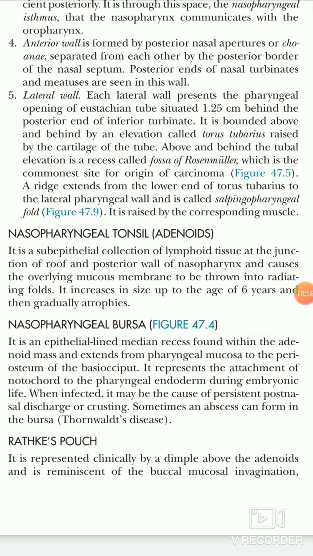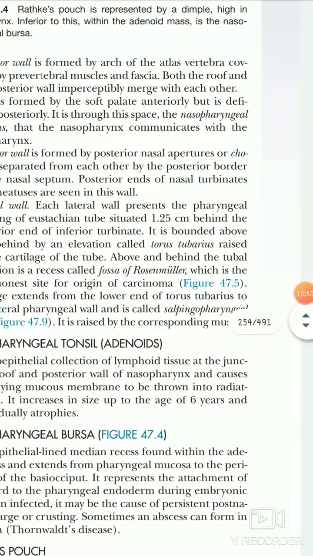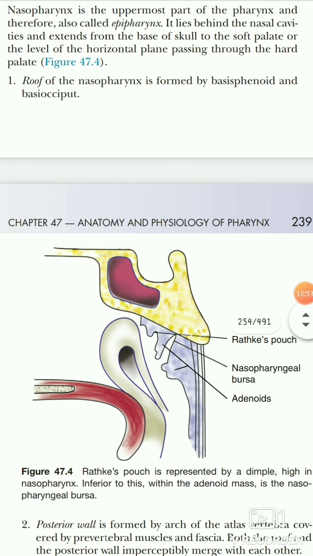Nasopharyngeal bursa. It is an epithelial lined median recess found within the adenoid mass and extends from the pharyngeal mucosa to the periosteum of the base of the occiput. It represents the attachment of notochord to the pharyngeal endoderm during embryonic life. When infected, it may be the cause of persistent postnasal discharge or crusting. Sometimes an abscess can form in the bursa, Thornwaldt's disease. Figure 47.4 showing the nasopharyngeal bursa.